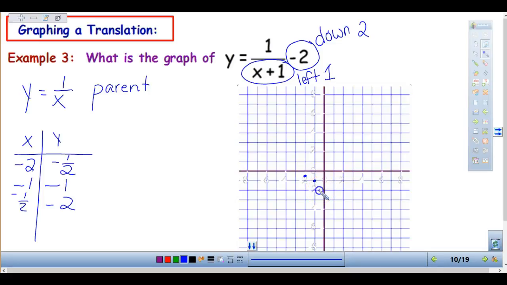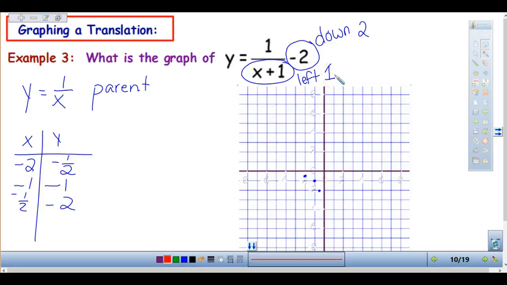1/2 and down 2 gets me right here. Again, I'm not going to draw the curve because I really don't want to see a whole bunch of curves, but I need the dots on here. Now what we want to do is move those dots. So let's move those. I'm going to go down 2 and left 1.